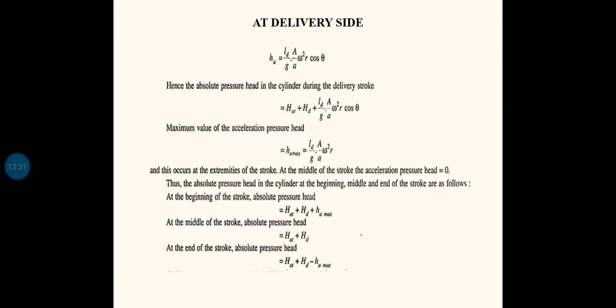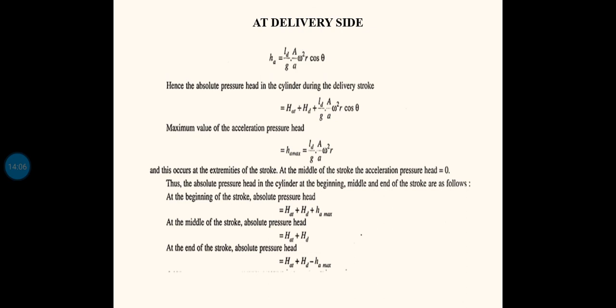Similarly, if you discuss the delivery side, HAD equals LD by G, A by AD, omega square R cos theta was the equation. The absolute pressure in the cylinder during the delivery stroke is H atmospheric plus HD plus LD by G, A by AD, omega square R cos theta. That is the general equation. As we have seen, at the starting cos theta will be equal to 1. At the end also cos theta will be 1. So the maximum value of HAD max is LD by G, A by AD, omega square R.